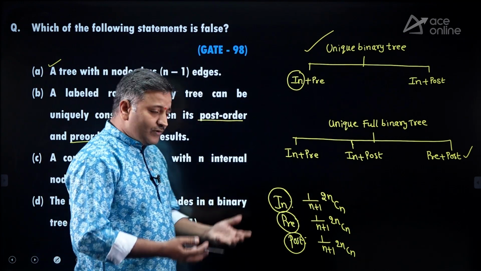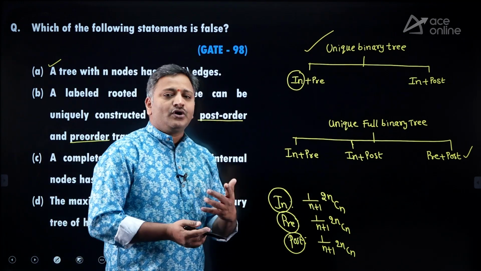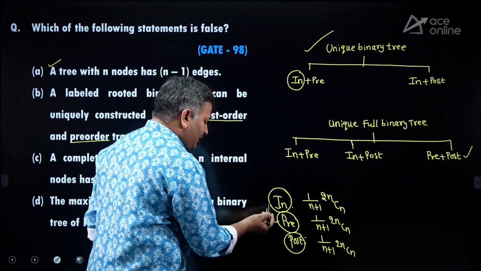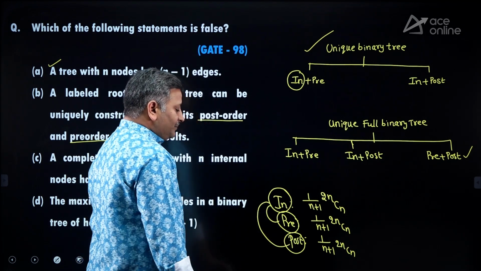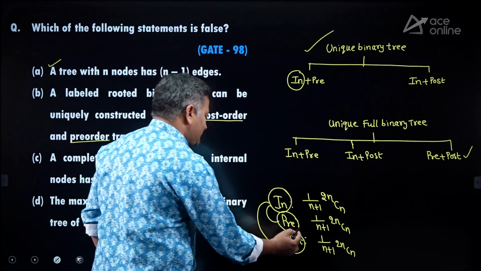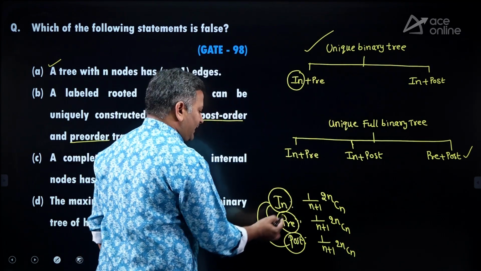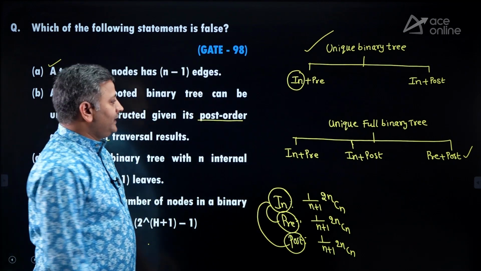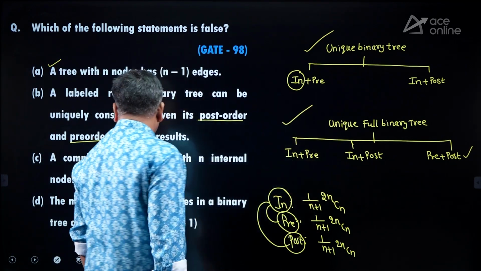In such a case, if you want to get a unique binary tree, make combinations. What are the combinations? You can use in-order and pre-order, or in-order and post-order, provided they ask for a binary tree. If they ask for a full binary tree, it is compulsory to take any two of them, like in-order and pre-order, in-order and post-order, and pre-order and post-order. I hope this concept is clear.